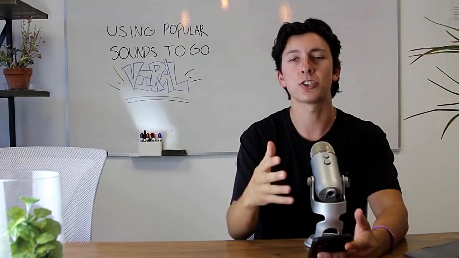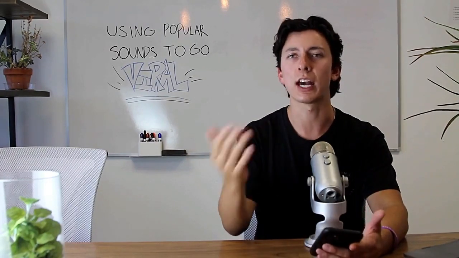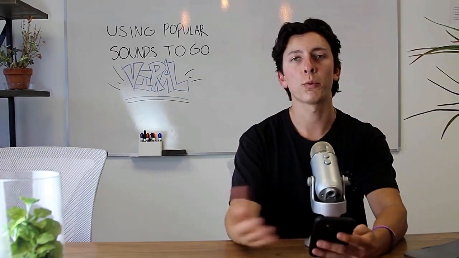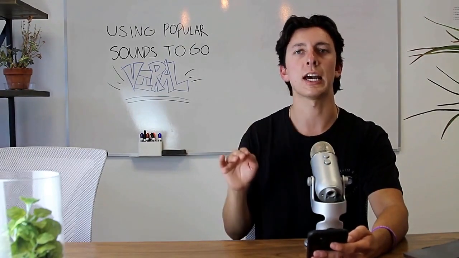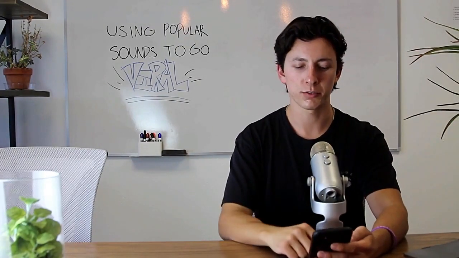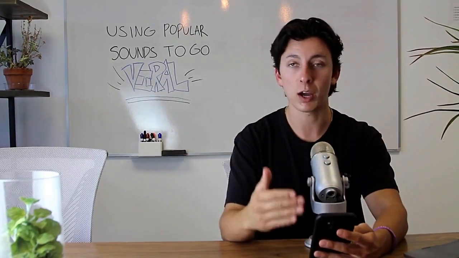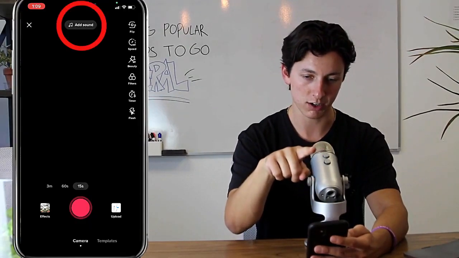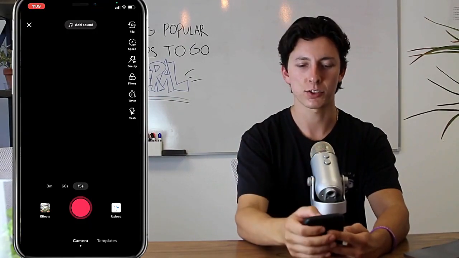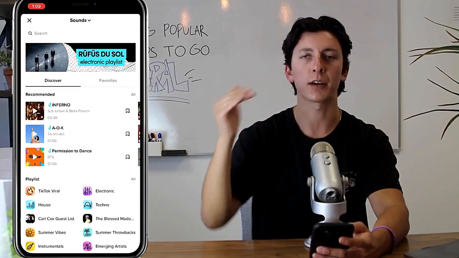The next thing we're going to get into is how to find these songs in a little bit more organized format. In order to find the top 10 songs or sounds currently, we're going to press that little plus sign in the middle here. As you can see, it pulls up the video option. You can already see me on there. And then at the top right here, it says add sound.